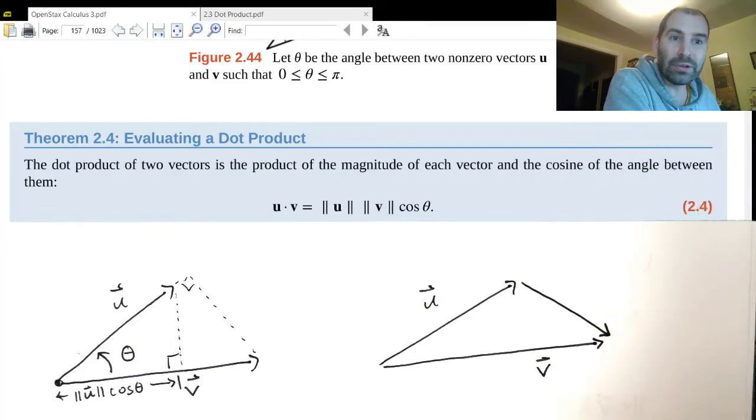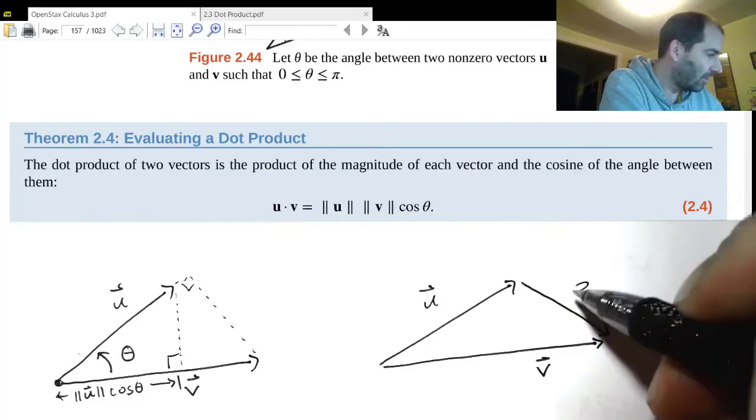Now a question for you is, what is that vector? In terms of u and v, can you write down what this vector is? Pause the video, see if you can come up with that. Find this vector right here.